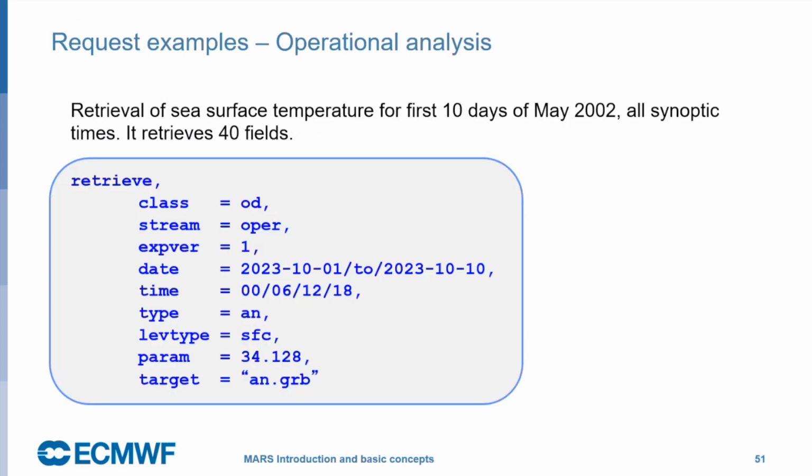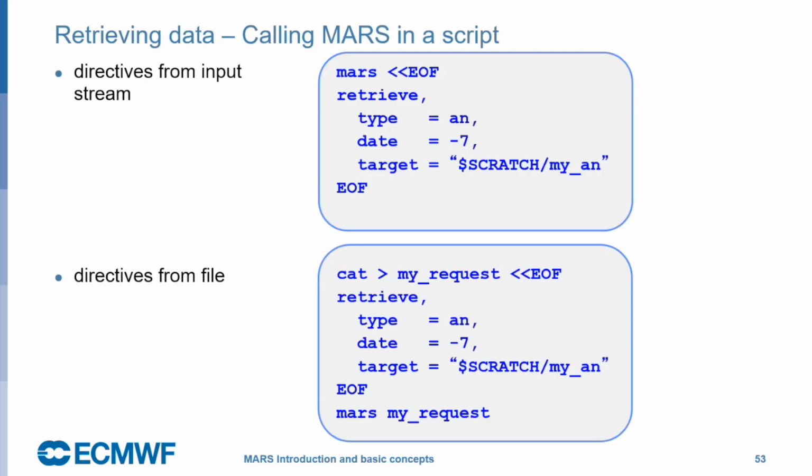This is one of the examples of how to retrieve the operational analysis. So the class OD, operational version, date. These are like 10 days of analysis. All times when analysis is made, 4 times per day, and then we select the surface field and one parameter, and then we store it in our target file.